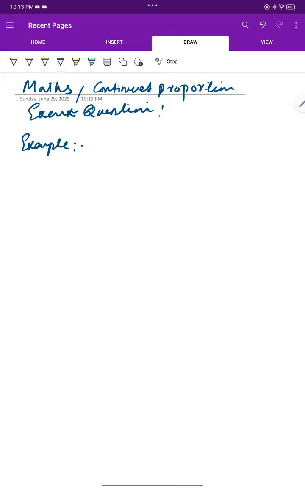So mathematically here I can write down the first term and second term. The ratio of the first term and second term is equal to the ratio of the second and third term. So if the three quantities are A, B, C, the ratio of the first two terms is equal to the ratio of the last two terms, B and C, then we can say that A, B, C are in continued proportion.